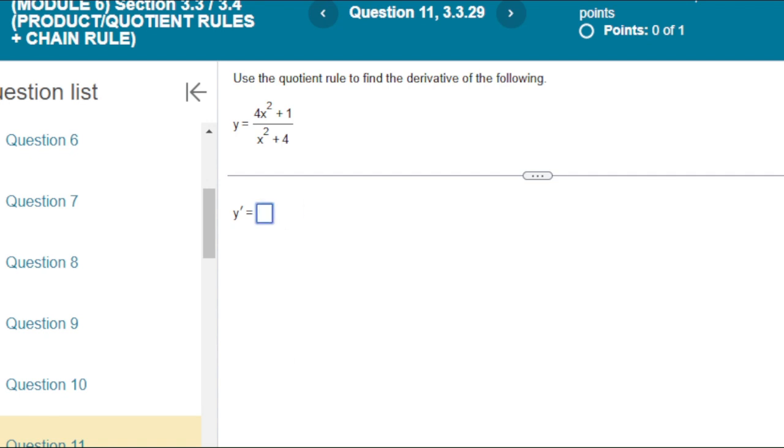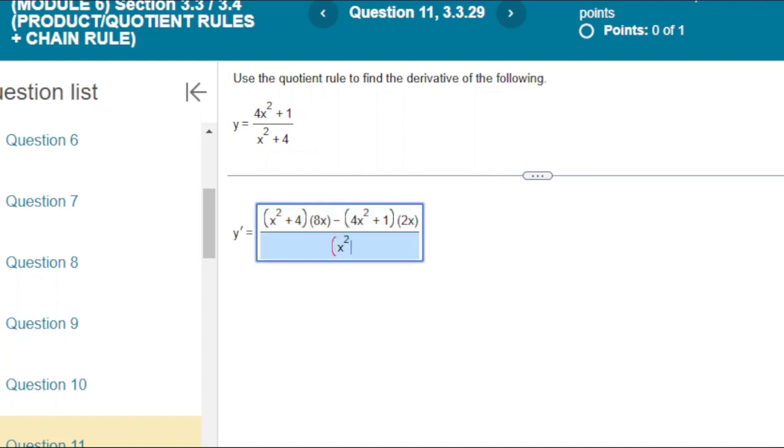Okay, same thing here. Low d high minus high d low. So let's get our fraction. Low is x squared plus 4. D high, now the derivative of the top is 8x, okay, minus high d low. So let's get our parentheses here. High would be 4x squared plus 1 times d low. Now the d low is just 2x. Okay, all over low squared, x squared plus 4 squared.